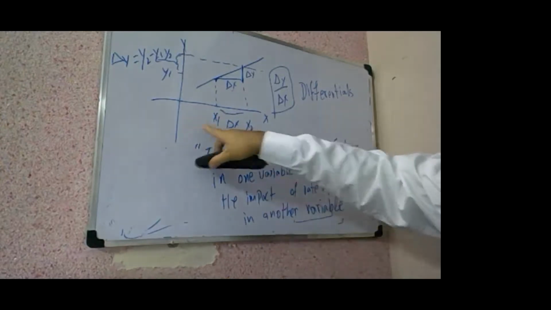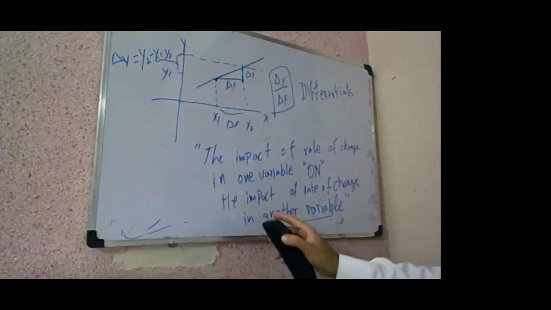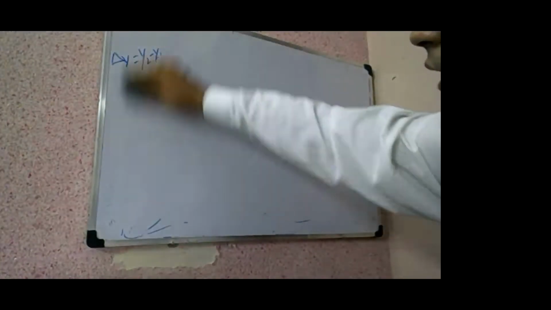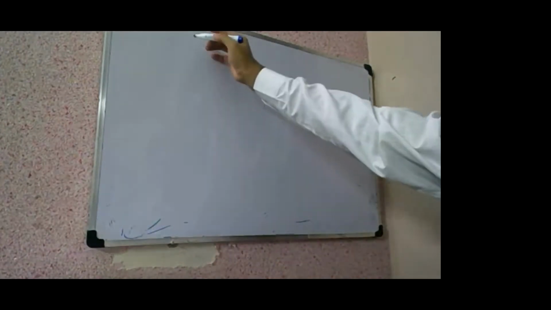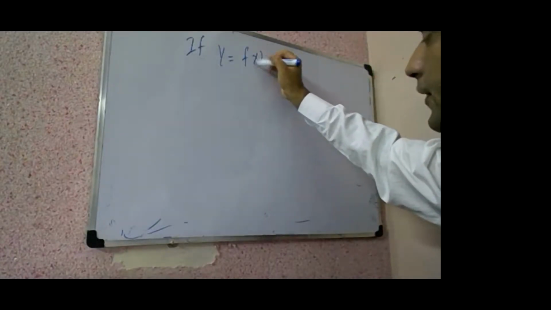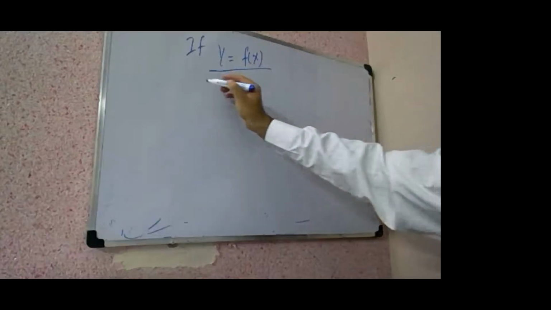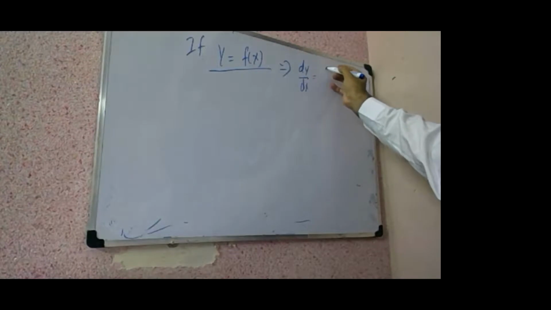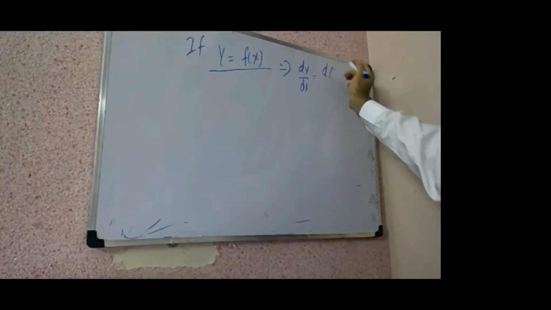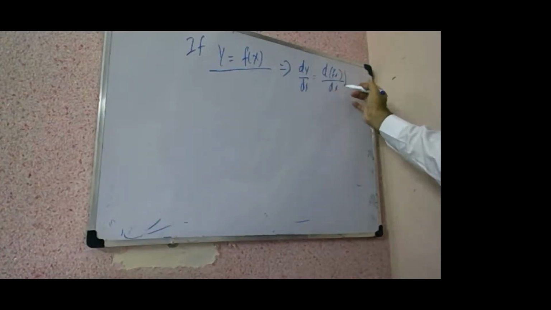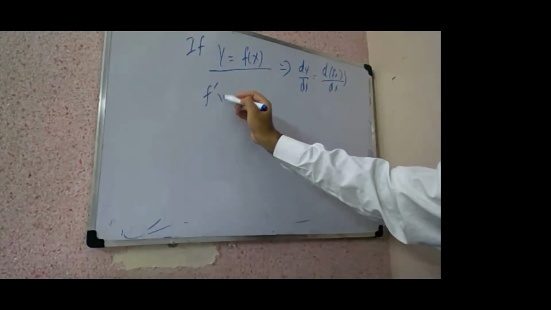Now I can use the same graph or a different graph to illustrate this, so that you can be more clear. Because this is very basic, this is really important. So it means that if we have y equal to a function of x, this is our function, right? It means dy by dx equals d function of x upon dx. It can be shown with f prime x as well.